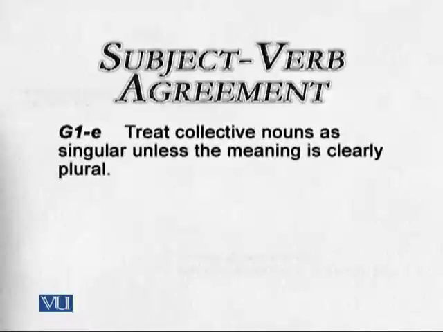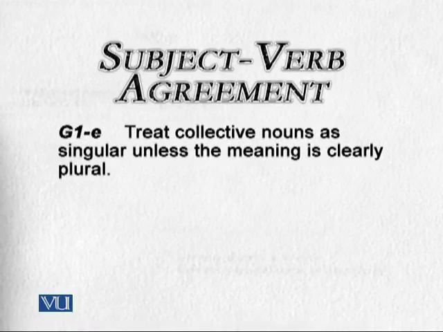Now, four principles you have studied. Let's go down to the fifth one. The fifth one says, treat collective nouns as singular unless the meaning is clearly plural. Collective nouns, for example, jury, class, committee, army, police. These are collective nouns.